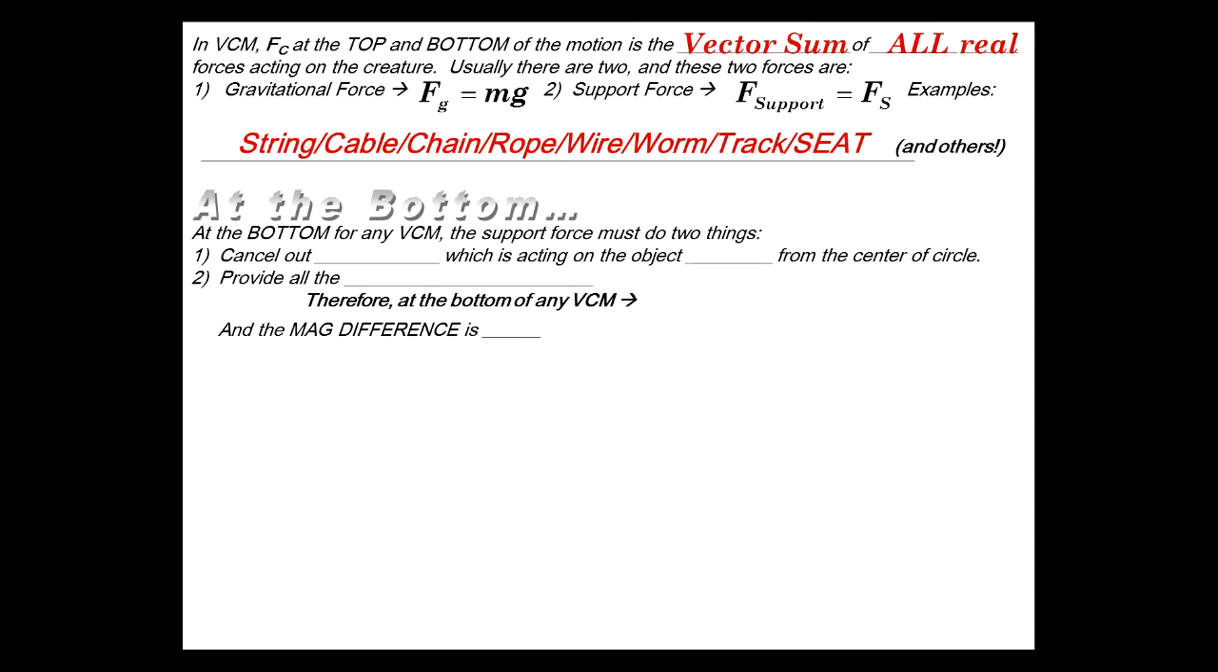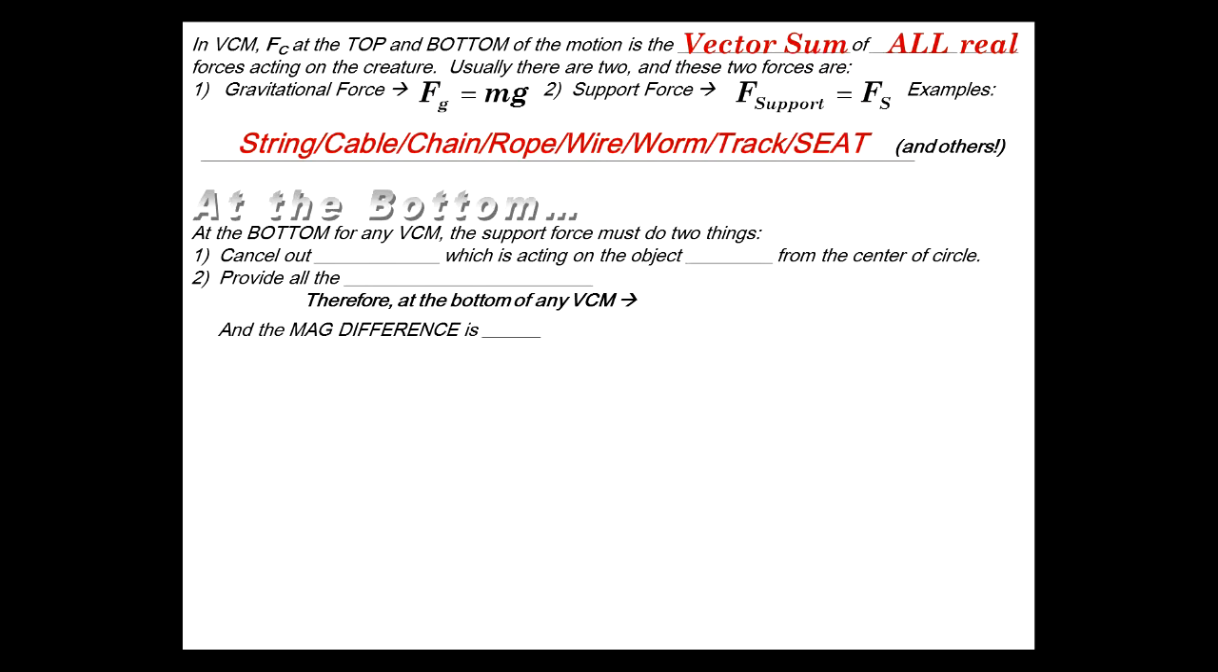Consider for a moment my stopper of physics when I twirl it around, and let's consider at the bottom here. You can visualize it just hanging, the stopper hanging off of the string. What job does the string have? Well, it has to support the weight.